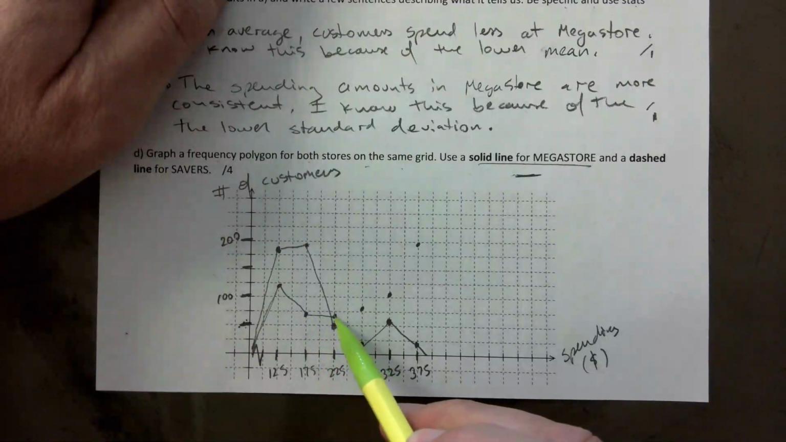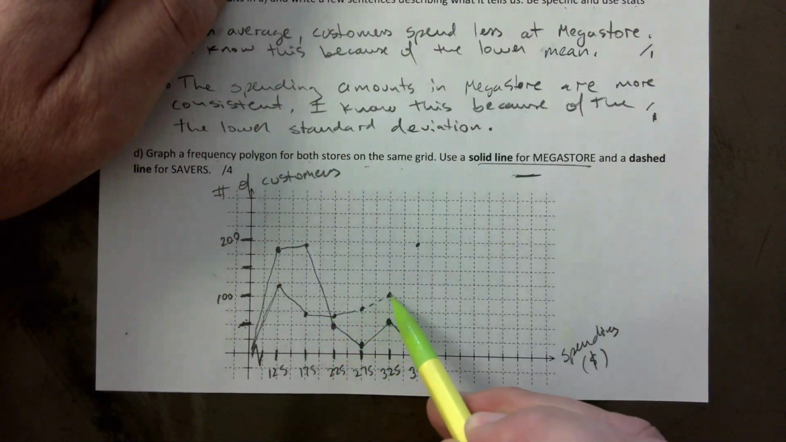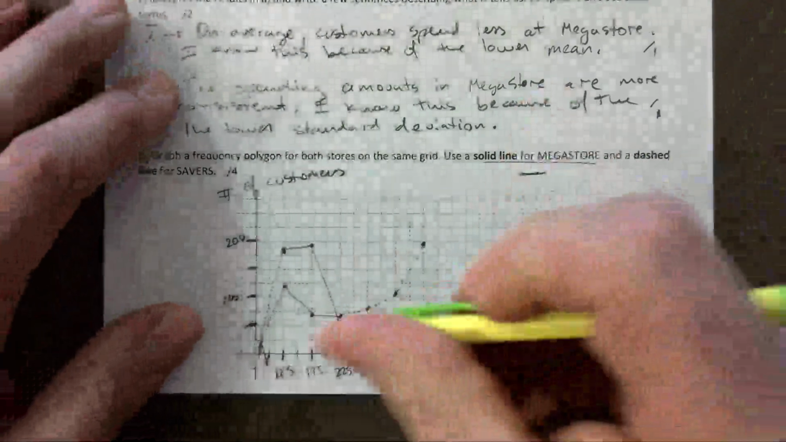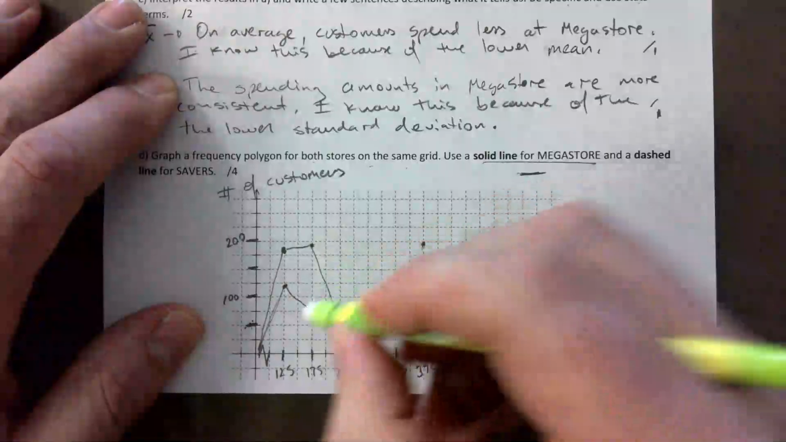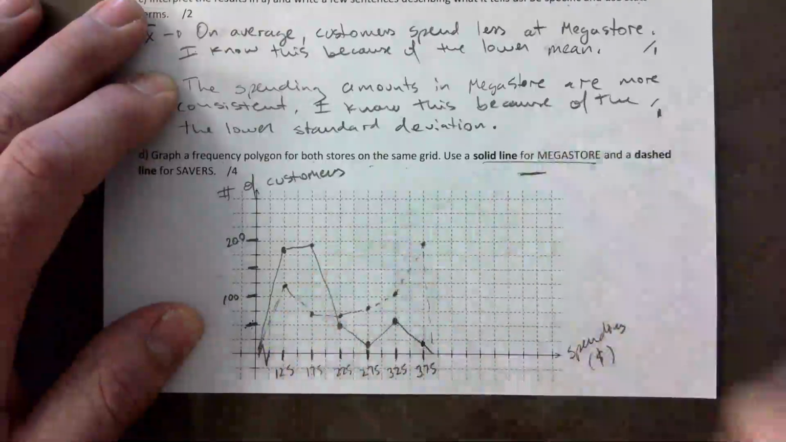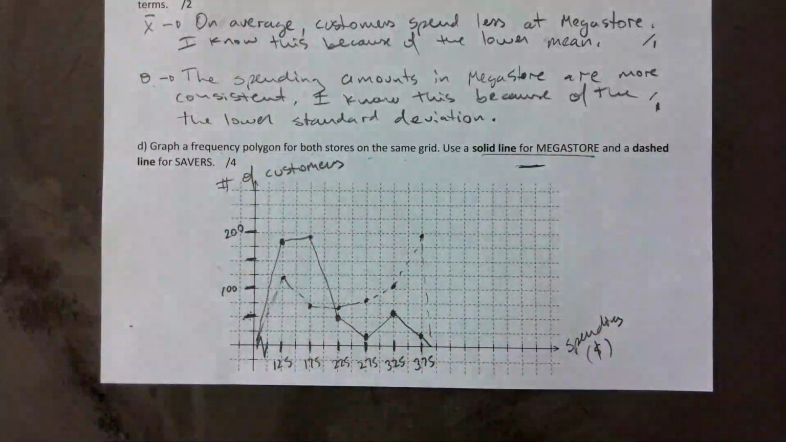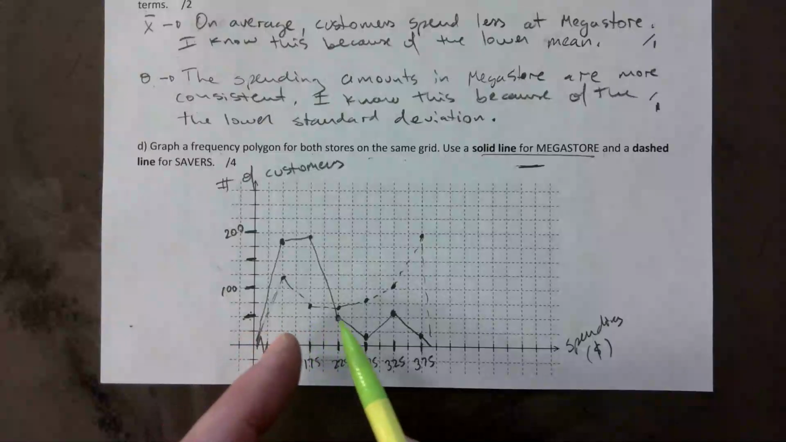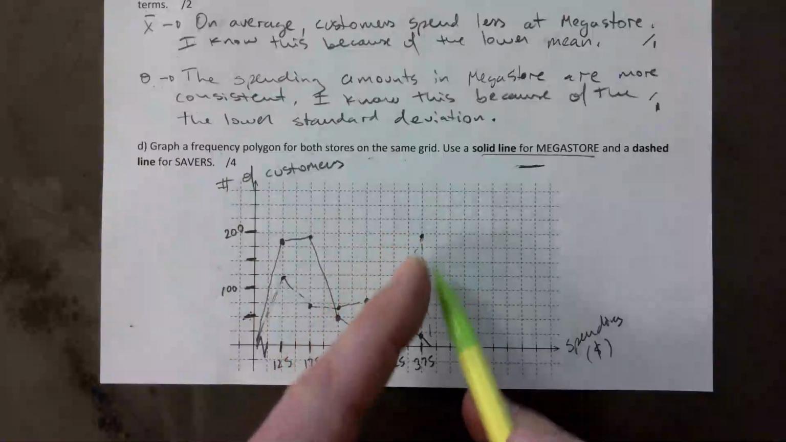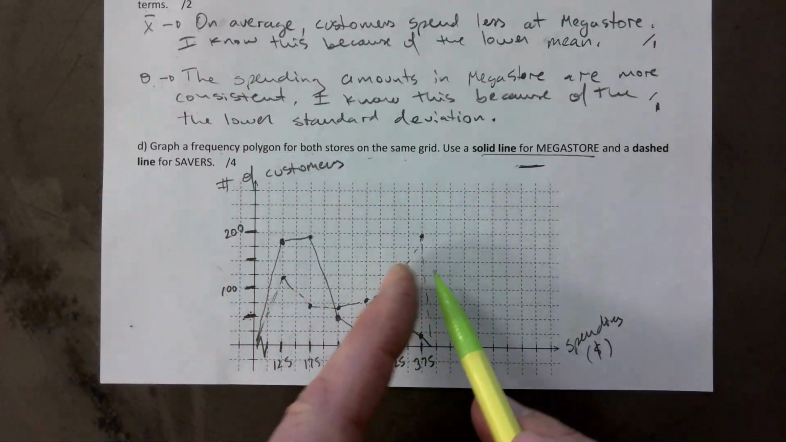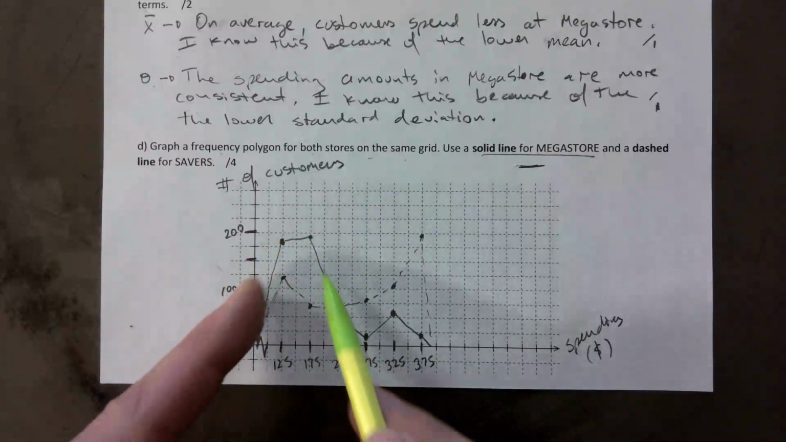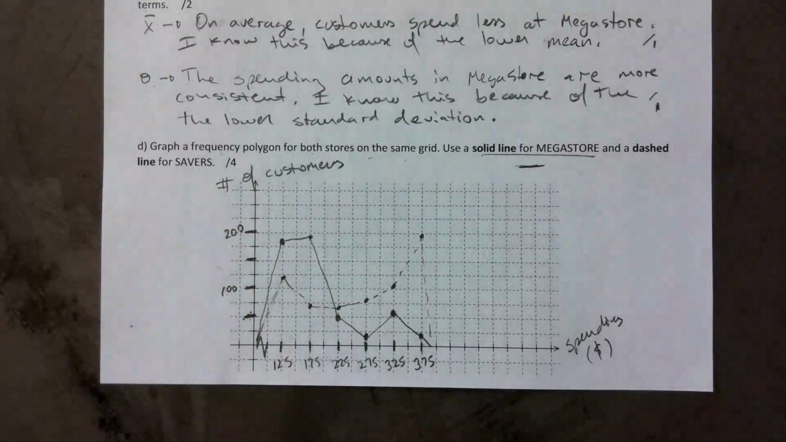Oh yeah, dashed. Oh, right, so you fix it like this. Watch. Yeah, thanks for reminding me. So you've got both on there. And you can tell that at Savers, there's more spending. This is why the average spending is lower at Megastore, where you've got more people spending less. That's why the average is lower. Okay?